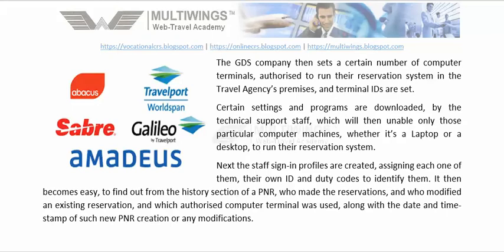Next, the staff sign-in profiles are created, assigning each one of them their own ID and duty codes to identify them. It then becomes easy to find out from the history section of a PNR who made the reservations, who modified an existing reservation, and which authorized computer terminal was used, along with the date and timestamp of such new PNR creation or any modifications.